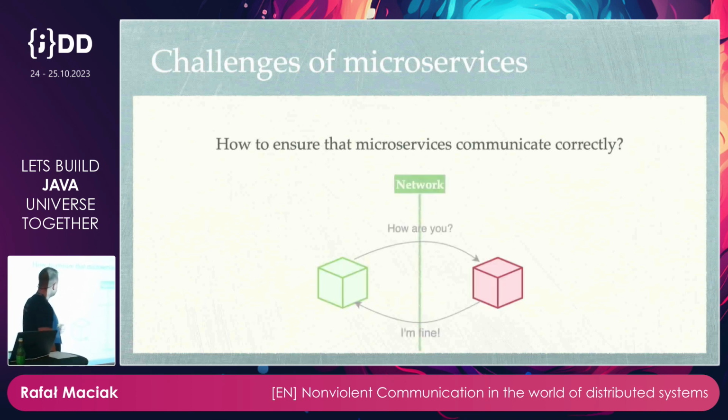So let's check what communicating correctly means in this context. If one service sends a request to another one, this request should be received, understood, and processed by the receiving microservice. Additionally, as a result of this processing, there should be a response generated, which is also understood by the requesting microservice. And also, there is the network between the microservices.